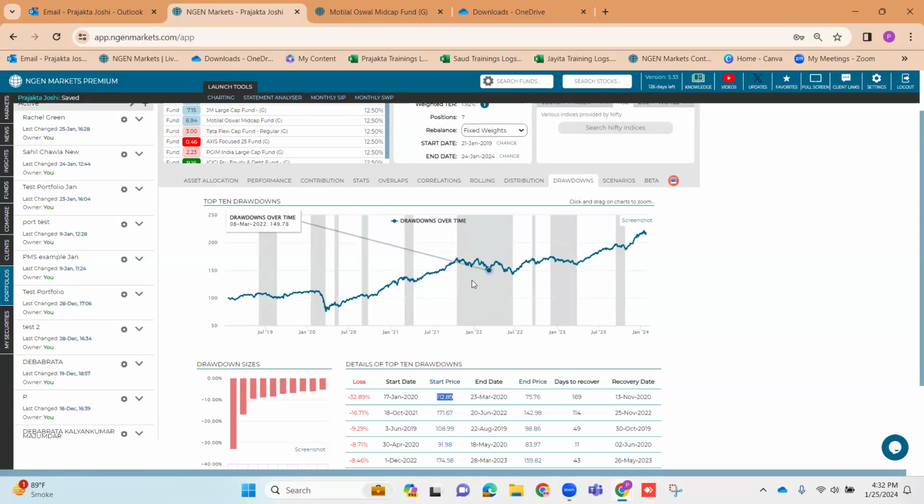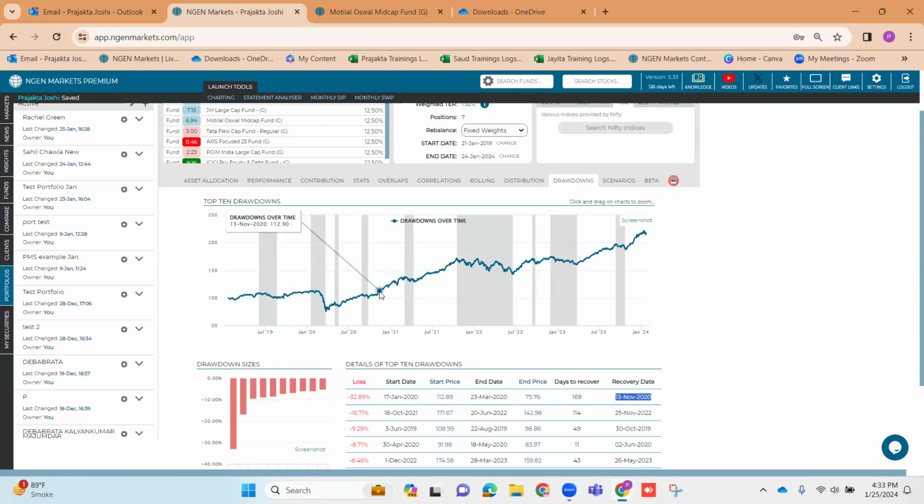The gray areas that you see here indicate loss periods, right? Drawdown periods. And the white portions indicate the recovery periods. So we will typically be seeing this 13th November somewhere in the white portions. So let's try and locate that. We've reached 27th of November. Okay, right there.